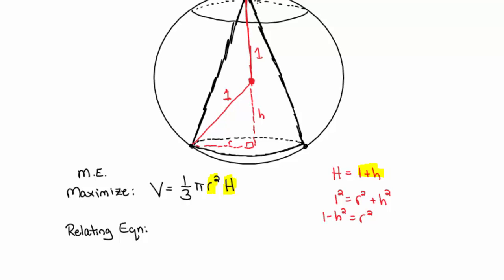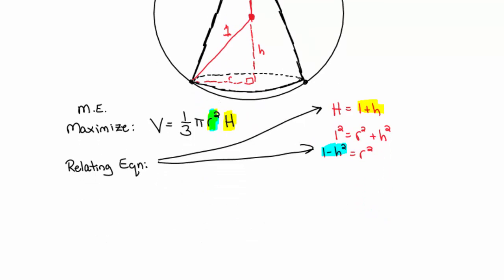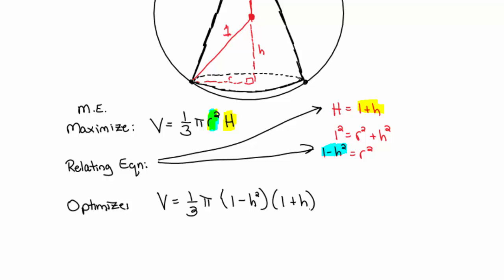So that r squared, I should have used a different color highlighter, that r squared will be traded out for a 1 minus h squared. So inserting those in there, those, by the way, are the relating equations, the things that we can use to compress our equation down. We now need to optimize V equals 1/3 pi. Instead of little r squared, we have a 1 minus little h being squared. And then instead of a capital H, we have a 1 plus h.